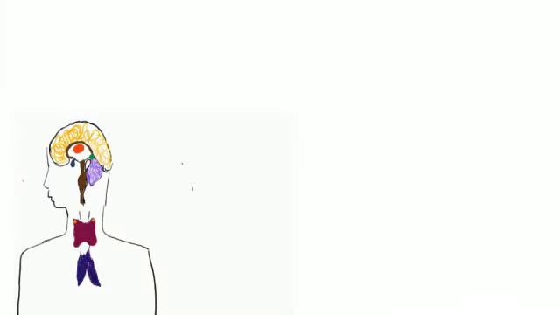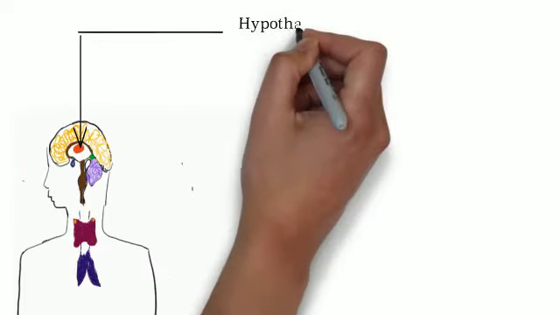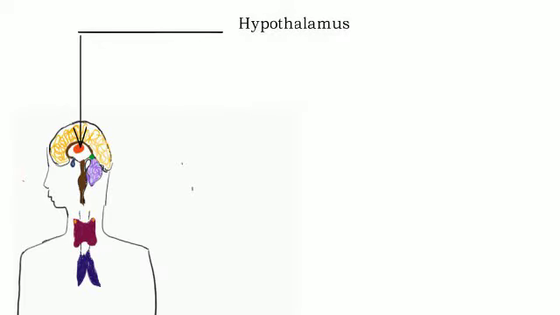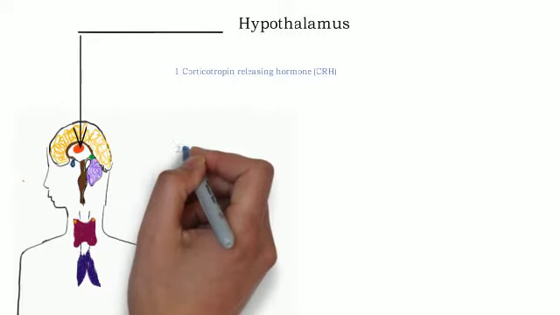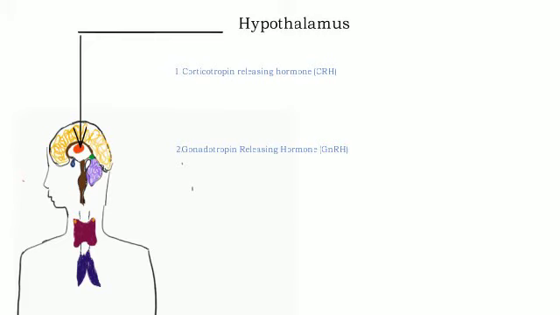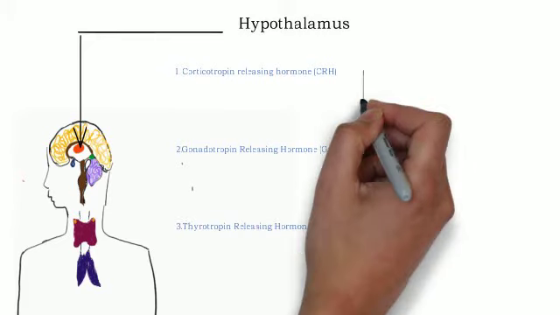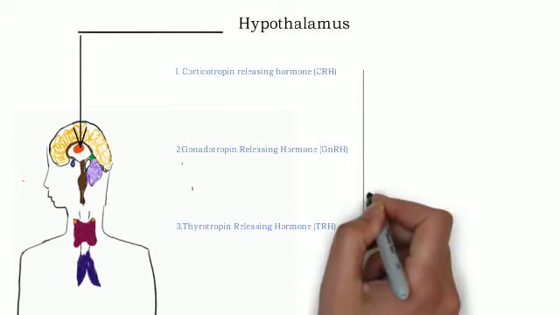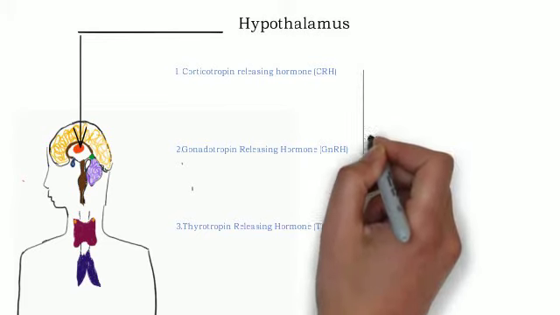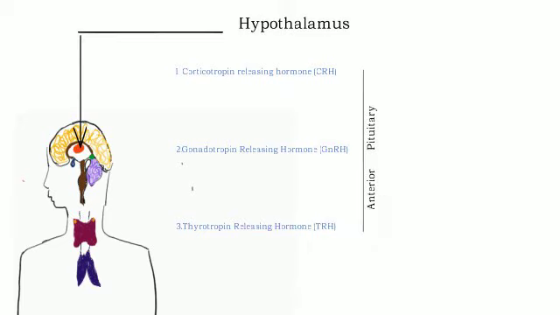Next is the part that arises from the base of the brain, and that is the hypothalamus. So the hypothalamus is our third endocrine gland. From here, corticotropin releasing hormone or CRH, gonadotropin releasing hormone or GnRH, and thyrotropin releasing hormone or TRH are secreted. An interesting fact for all these hormones is that they all act on the anterior pituitary gland for the secretion of their hormones. And the names will also tell you the answer.